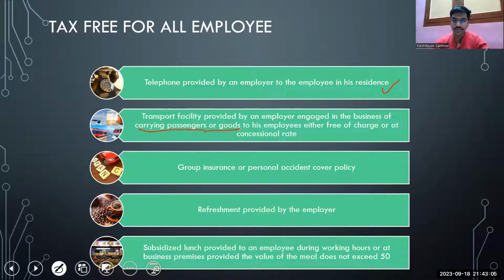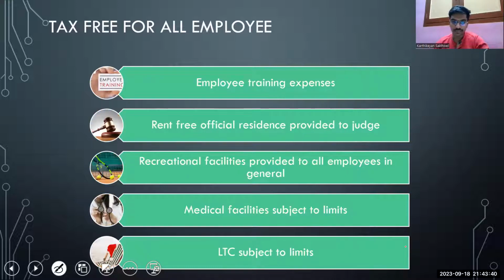Next is the group insurance or personal accident cover policy, which is taken by the company, is exempt for the employee. Next is refreshment provided by the employer. Any tea or coffee which is provided by the employer in the business premises is not taxable. Next is subsidized lunch provided to an employee during working hours or at business premises, provided the value of the meal does not exceed rupees 50 per meal. So if it is not exceeding rupees 50 per meal, then it is not taxable. If it is exceeding rupees 50 per meal, then it is taxable. So whatever value it is exceeding by 50, that amount will be taxable as the value of perquisite.